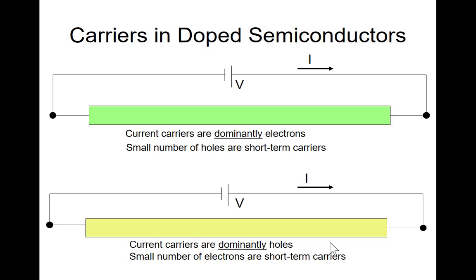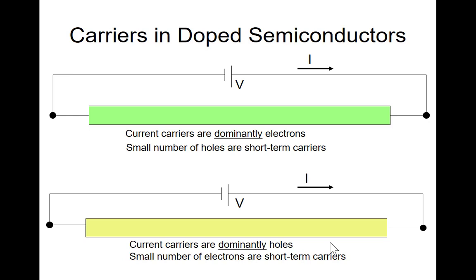So if you look at an N-doped region, we can put a voltage across that region, and we'll probably get a current flow, and it probably looks like a resistor. If you look at the carriers that are in the N-type region, those carriers are dominant electrons, and there's a small number of holes that are present, and those are typically short-term carriers. Every once in a while, a hole will appear and it will recombine with an electron.